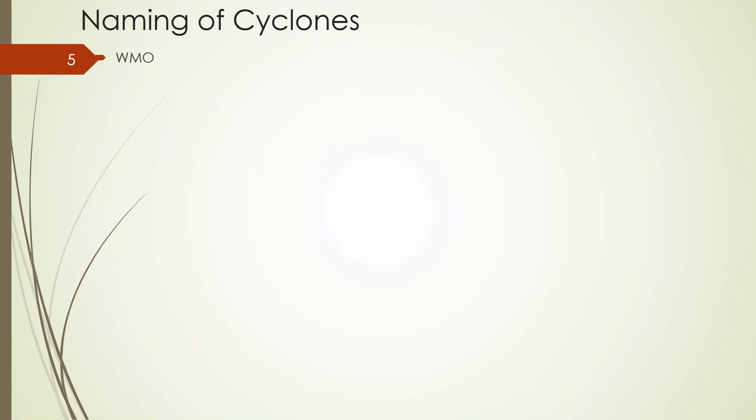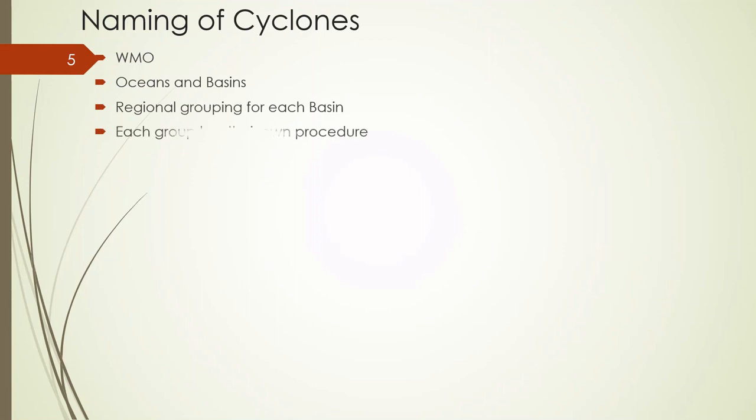They have divided the oceans into basins, and there is a regional grouping for each basin. The naming of the cyclones happening in that basin follows the procedure of that particular group. Some groups alternately use male and female names of fruits, flowers, animals, and also humans. There is no fixed procedure, and it is completely up to the regional grouping.